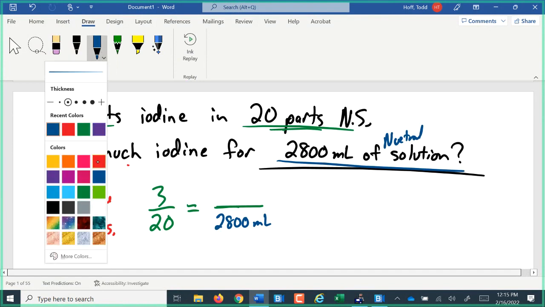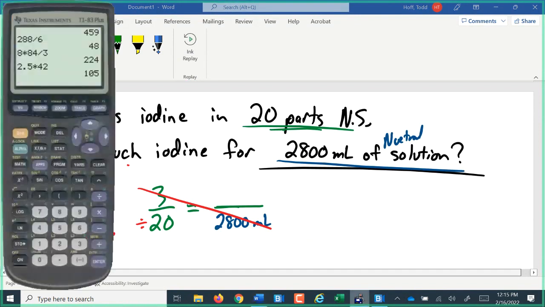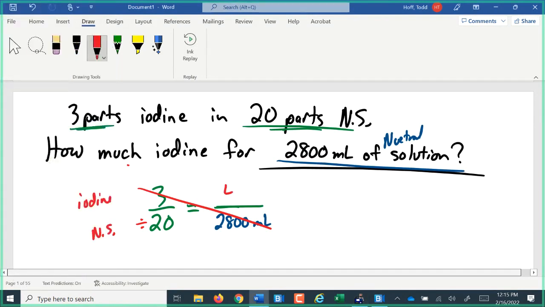3 times 2,800 divided by 20. That was going to give me 420. Check it. It's 420 milliliters. So we would put 420 milliliters of iodine into that mixture for that prescribed bath.